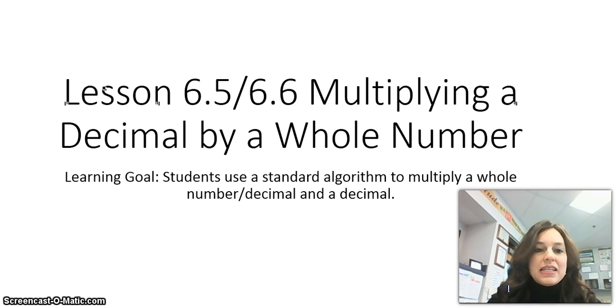Hi, this is lesson 6.5 to 6.6, multiplying a decimal by a whole number and multiplying a decimal by a decimal. Our learning goal for you students is to use the standard algorithm to multiply a whole number and a decimal, and a decimal and a decimal. So today we're really going to try to combine two lessons, multiplying a whole number by a decimal and multiplying a decimal by a decimal. And either way, the rule is just the same.